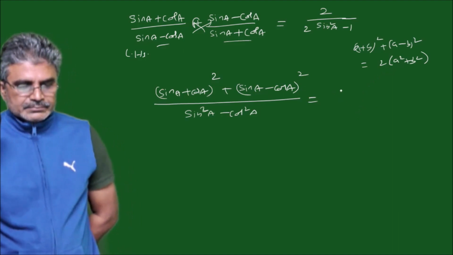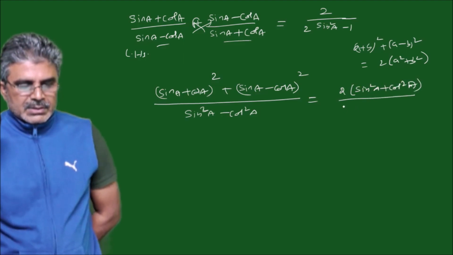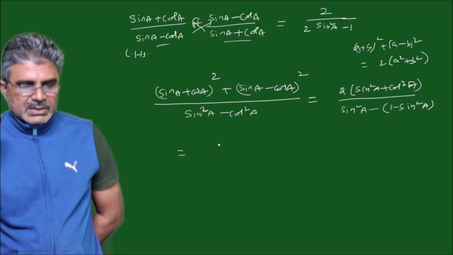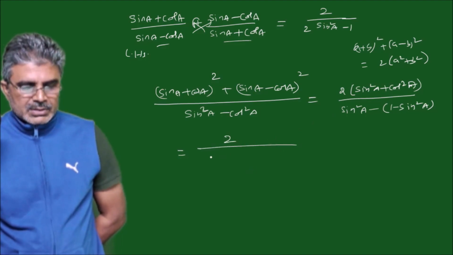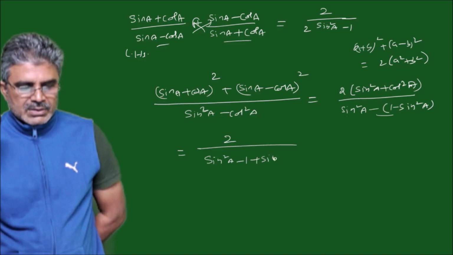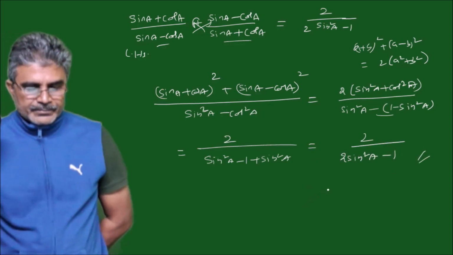So here you will have 2 into sin square A plus cos square A divided by, I want to take sin square A as it is, but cos square A I want to convert into 1 minus sin square A using the identity. Sin square A plus cos square A is 1, so you have 2 on the numerator, and below you have sin square A. If you bring this minus inside, you will have minus 1 plus sin square A. So on the whole you have 2 by 2 sin square A minus 1, which is the RHS.